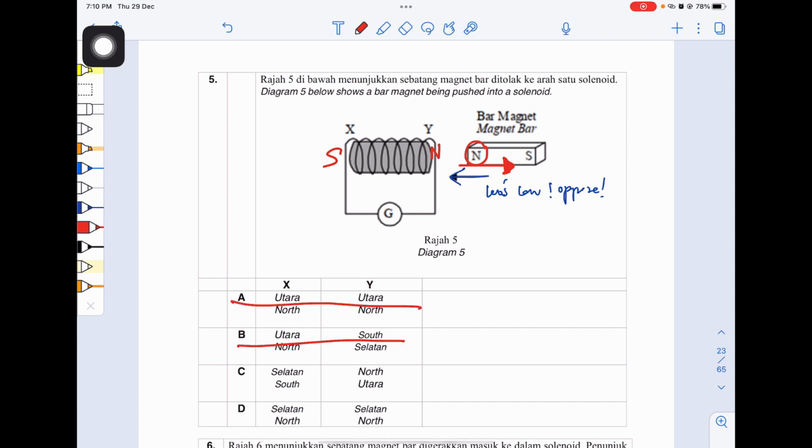Mana? Okay. And Y jadi north. So number 5. Push into a solenoid. North, north. So jawapan dia ialah north and north. So 5C ya. Sebab dia nak repel.